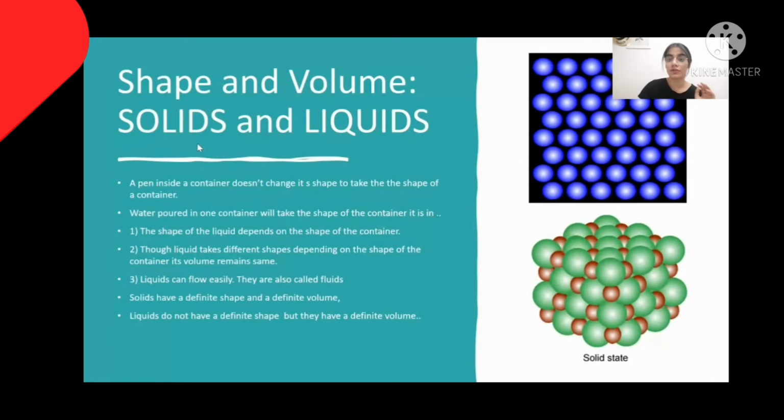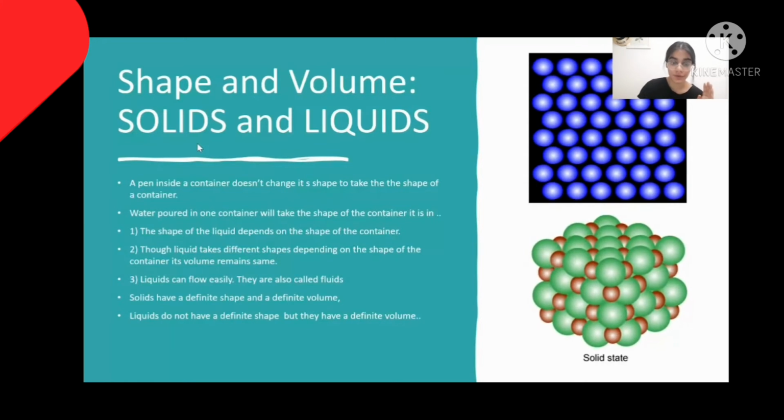Shape and volume are 2 different properties of matter, and we are going to discuss the shape and the volume of solids and liquids. If you take a container and put a pen inside this container, you will see that the shape of the pen does not change, or even the boundaries of the pen do not change. Nothing changes. The pen is a solid, and it remains as it is. But if you pour water in the same container from another container, you will notice that water first took the shape of the container it was earlier in, and then water takes the shape of the container that you put it in.